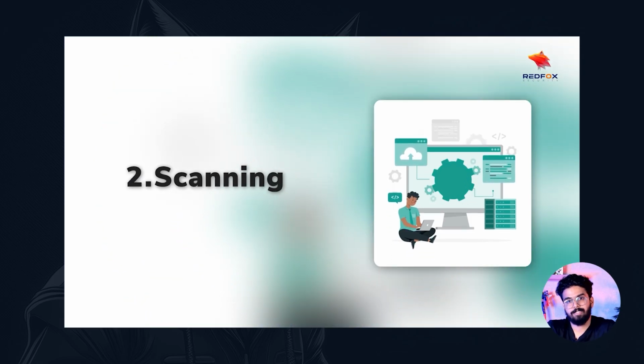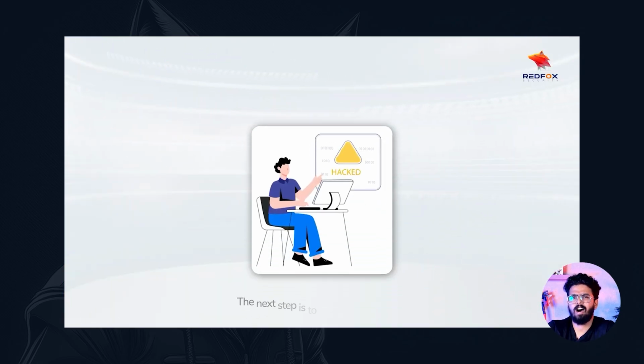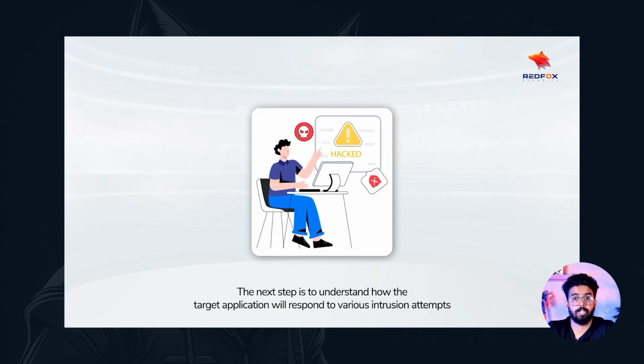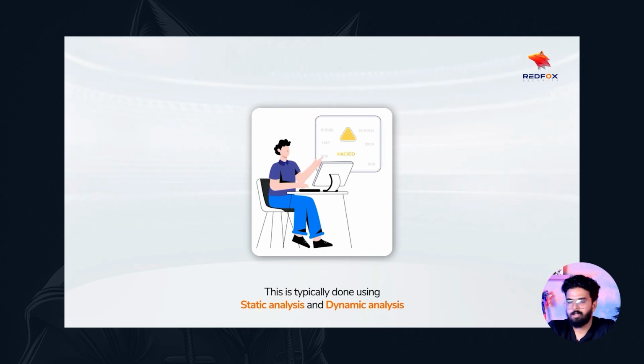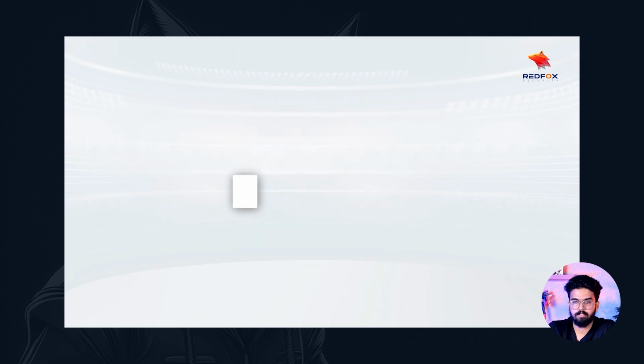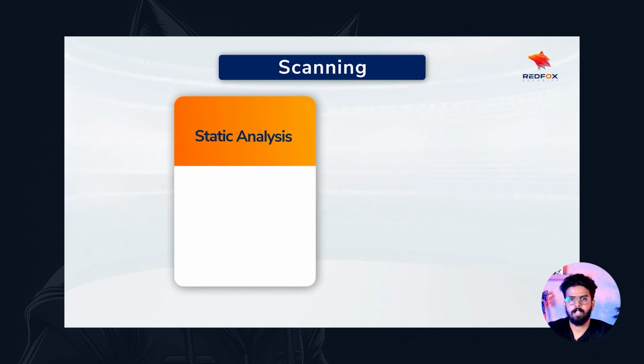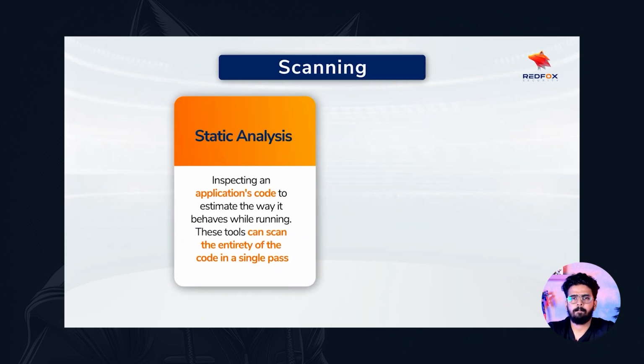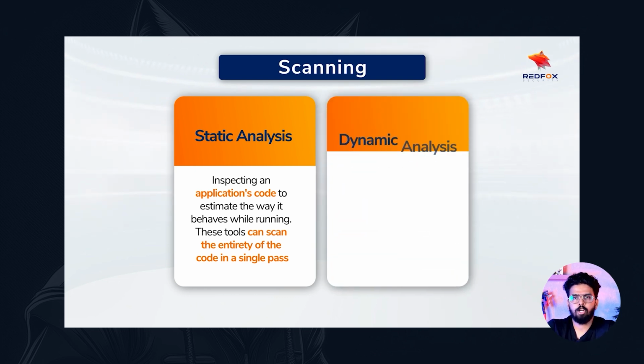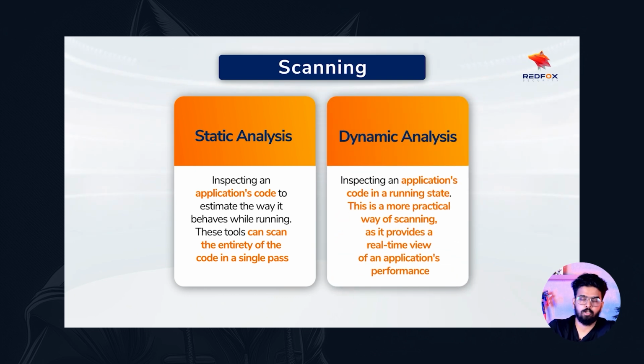The second stage involves scanning. The next step is to understand how the target application will respond to various intrusion attempts. This is typically done using static analysis and dynamic analysis. Now let's begin with static analysis, inspecting an application's code to estimate the way it behaves while running. These tools can scan the entirety of the code in a single pass. Moving on to the dynamic analysis, inspecting an application's code in a running state. This is a more practical way of scanning as it provides a real-time view of an application's performance.